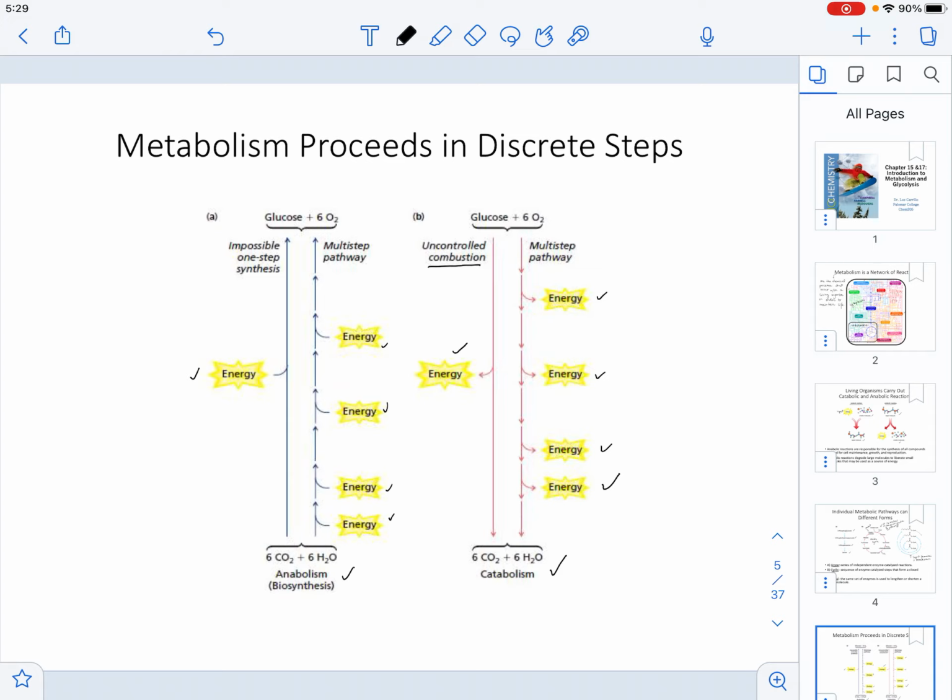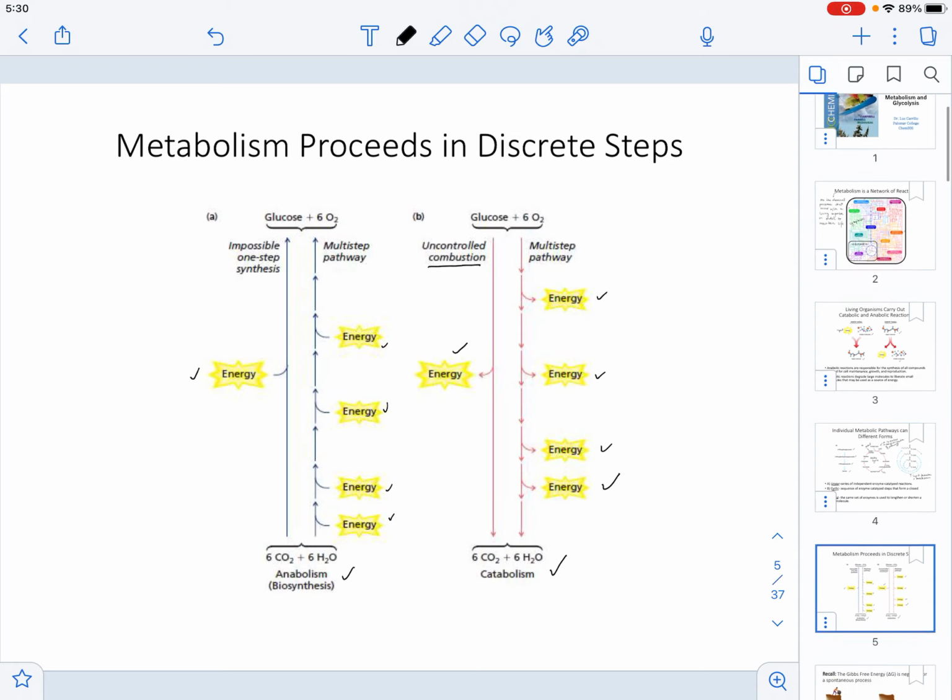And even, for example, if plants, through the process of photosynthesis, are creating glucose from CO2 and water, as we can see in the image on A, this cannot be done in one step. Even that energy input has to be in discrete steps.